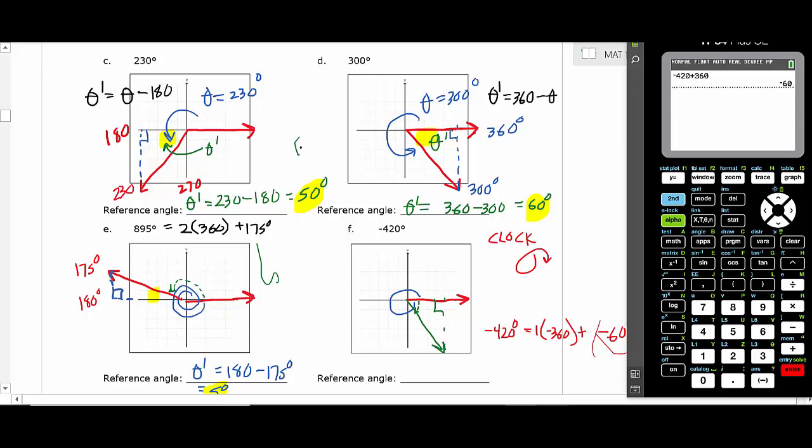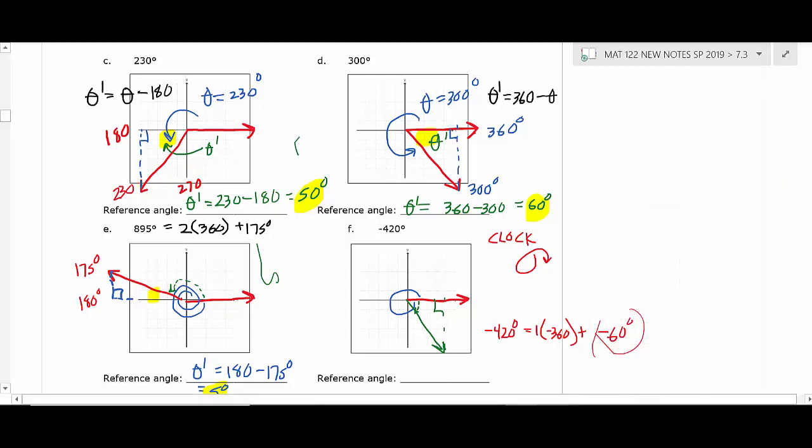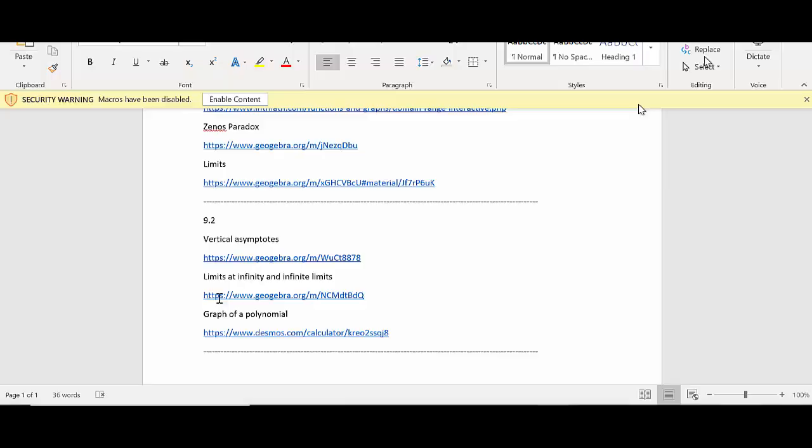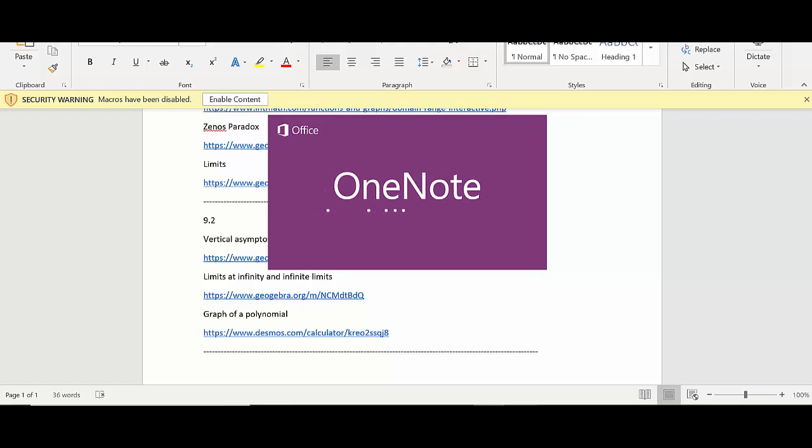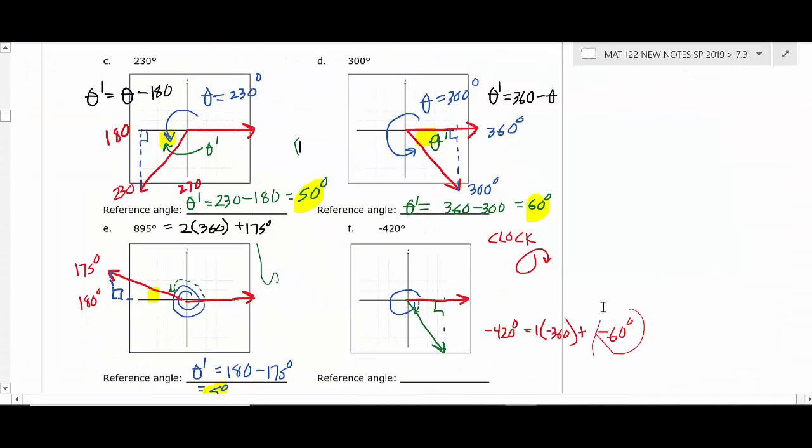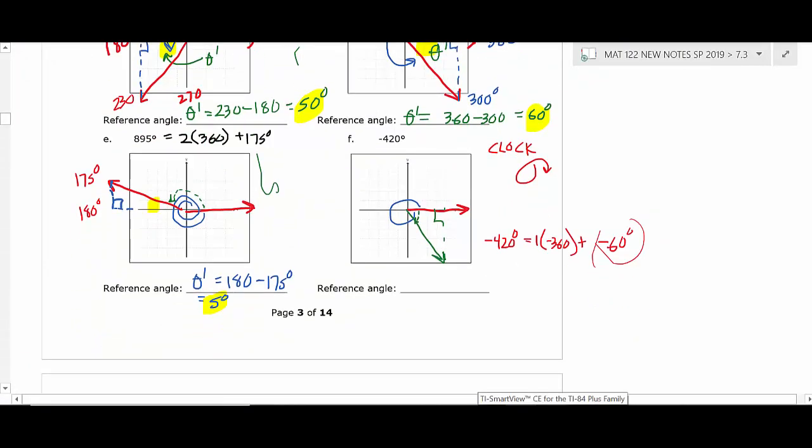Something's messed up. I need to close OneNote and reboot it. OneNote, it's a buggy program. It's a good program. It's a great idea, but it's buggy.